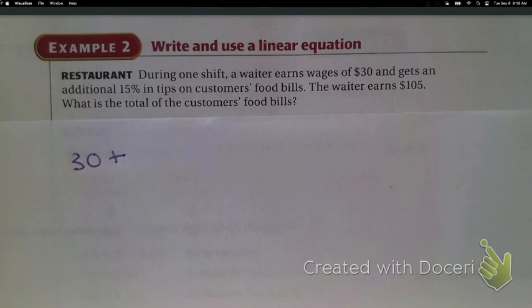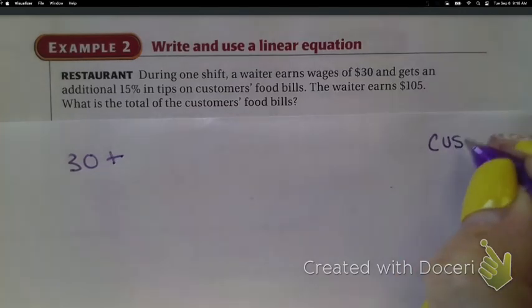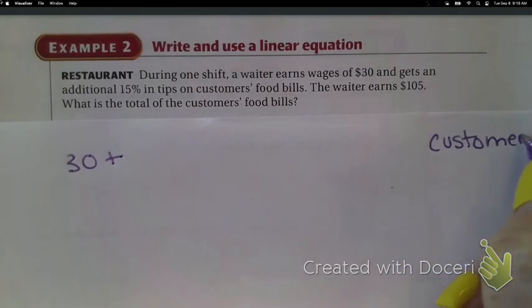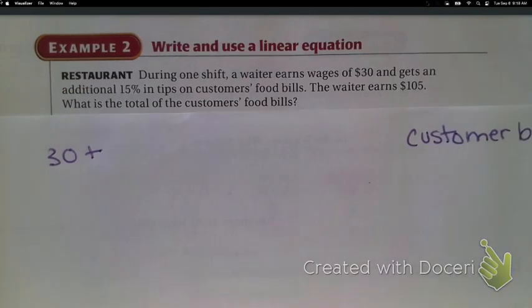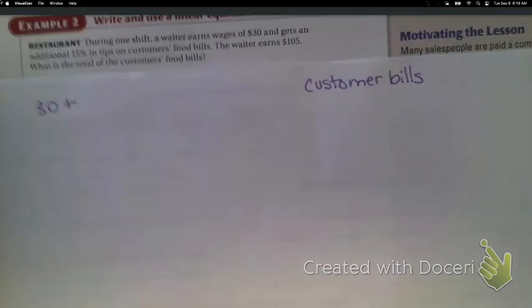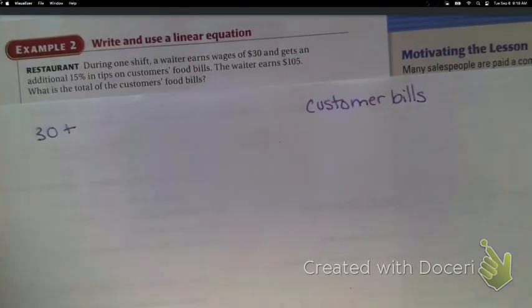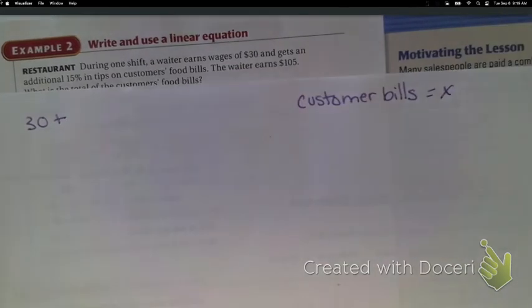So for 15% we have to use 0.15, yes? Yes. Okay, so the customer bills would be, we don't know that, do we? The 105 is how much he earns. Customer bills, what variable do you want to use for that? I don't care what you use, you gotta tell me what you're using, okay?